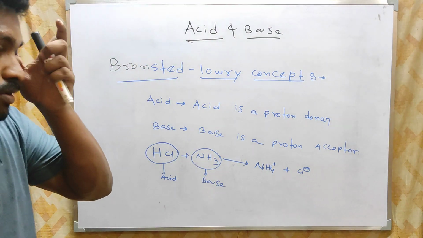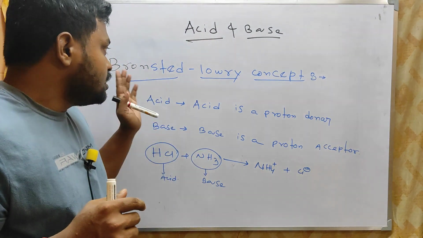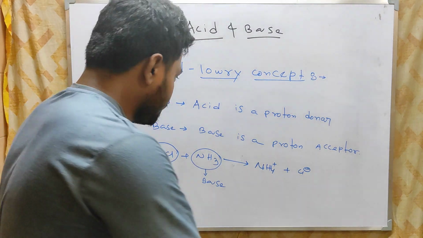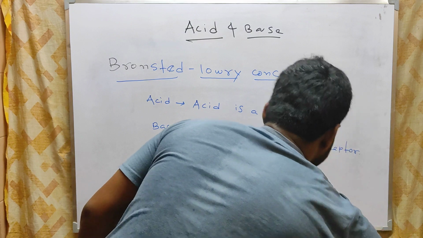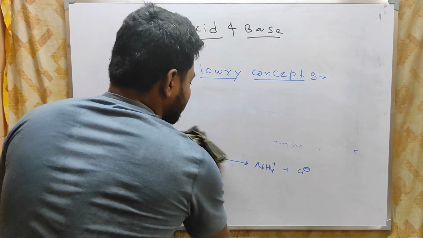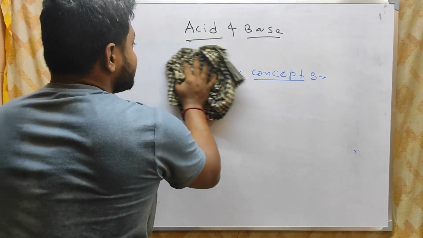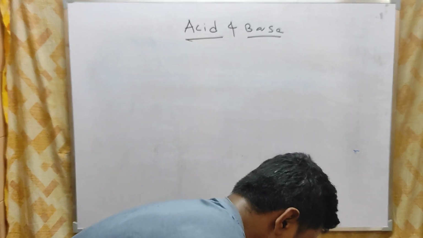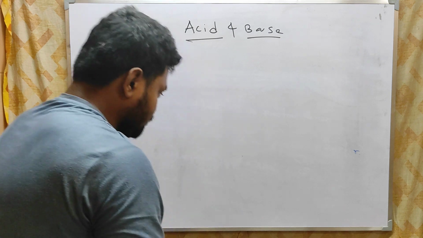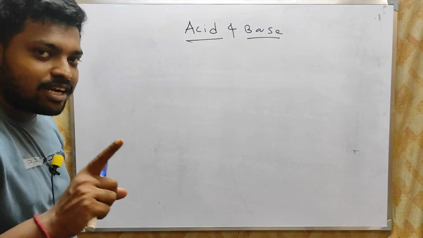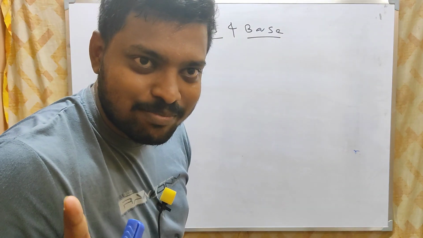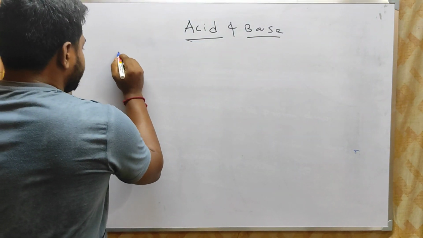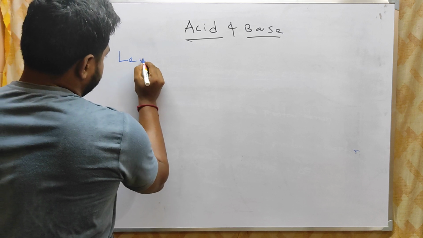So this is an example of the Bronsted-Lowry concept. Now we will discuss the Lewis concept. It is a totally different concept than Arrhenius and Bronsted-Lowry. So what did Lewis say about acid and bases?